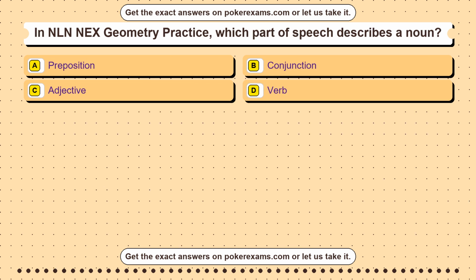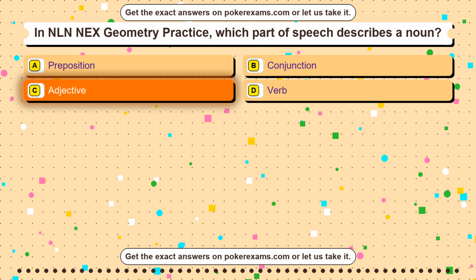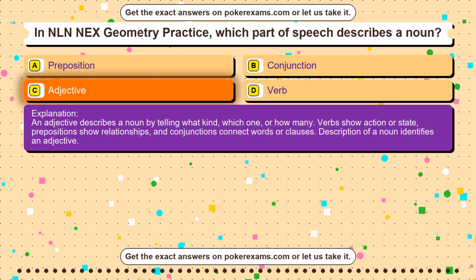Question 3. In NLN NEX Geometry Practice, which part of speech describes a noun? Option A, preposition. Option B, conjunction. Option C, adjective. Option D, verb. The correct answer is option C, adjective. An adjective describes a noun by telling what kind, which one, or how many. Verbs show action or state, prepositions show relationships, and conjunctions connect words or clauses. Description of a noun identifies an adjective.